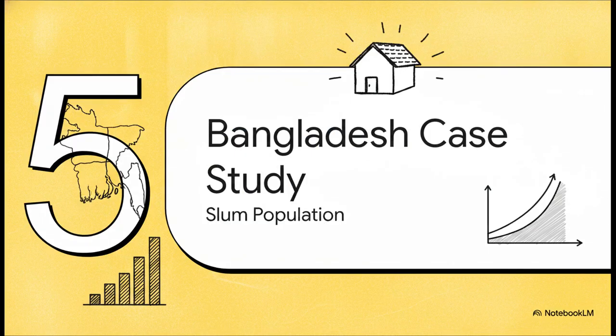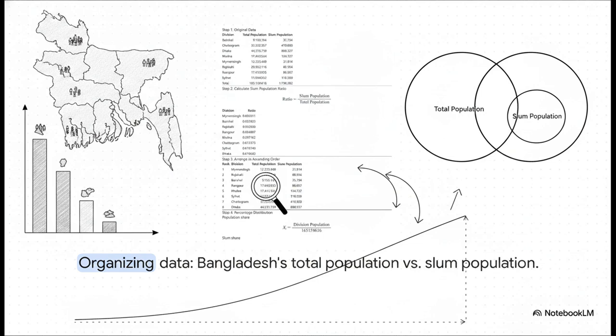Let's bring this into the real world with Section 5, our case study on Bangladesh slums. We're going to put this theory into practice and see how human populations are actually distributed across 8 divisions in Bangladesh. Specifically, we're looking at the spatial concentration of the slum population compared to the total population.